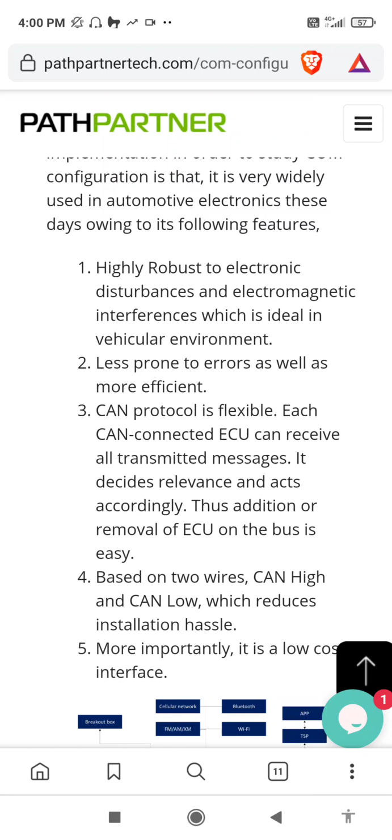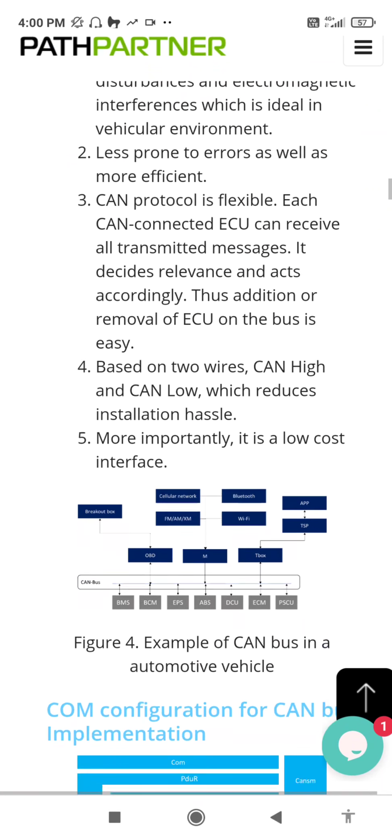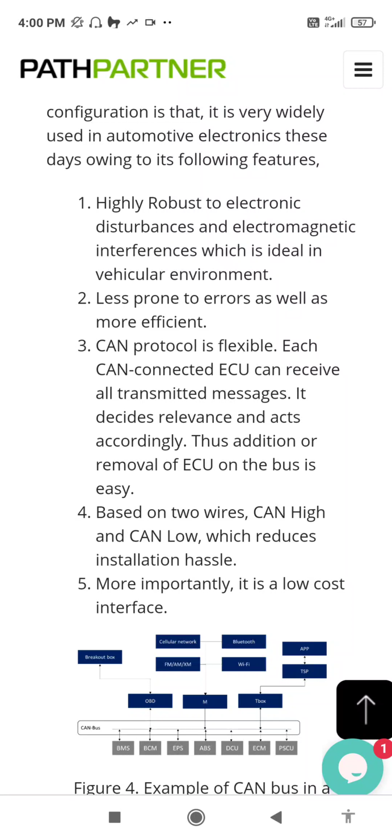The reason for choosing CAN bus implementation in order to study COM configuration is that it is very widely used in automotive electronics these days owing to its following features. Highly robust to electronic disturbances and electromagnetic interferences, which is ideal in a vehicular environment. Less prone to errors as well as more efficient.